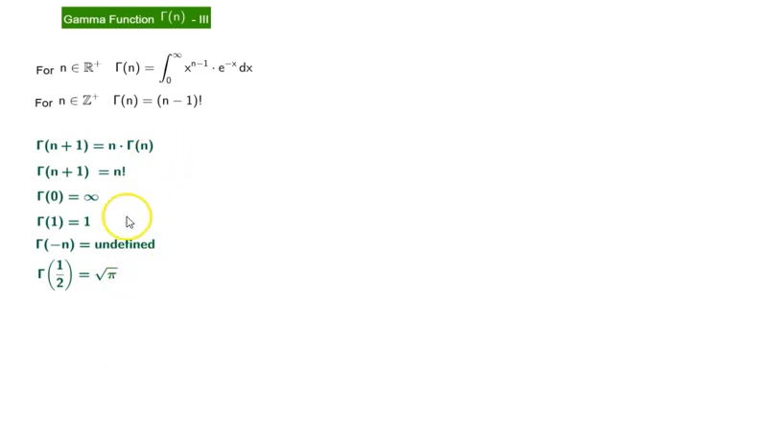Let's look at some more aspects of the gamma function. Gamma of n is equal to lambda to the power of n times the integral from 0 to infinity of t to the power of n minus 1 times e to the power of minus lambda t dt. So this is another identity that we are looking at. Let's see how we can prove this.